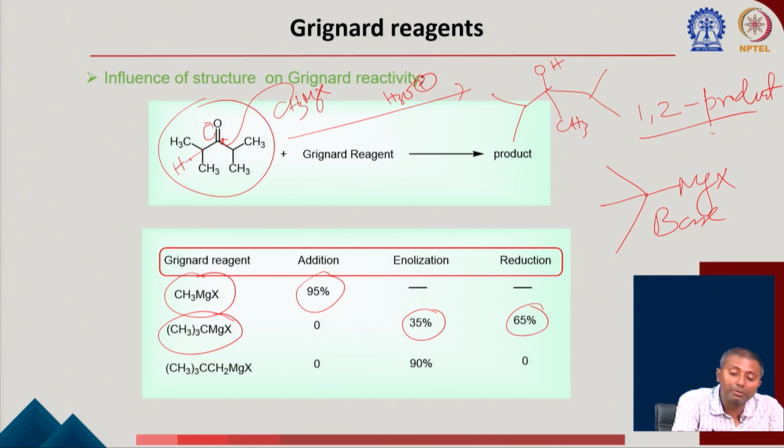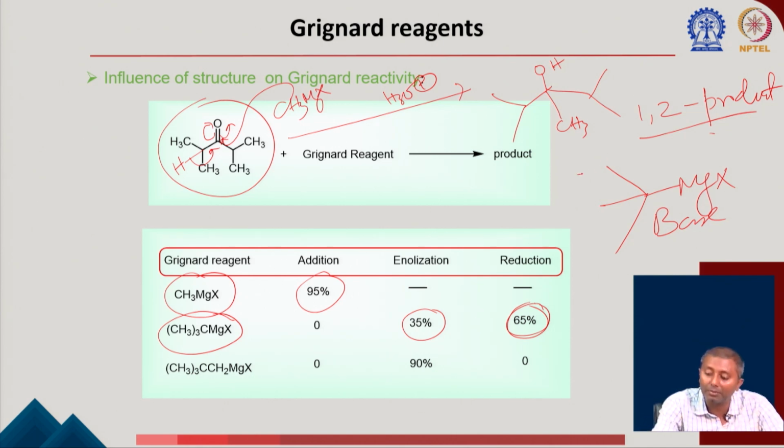Okay, to abstract this proton, this will go to form an enol. And then you can also see it can go for a reduction. As you can see, both the Grignard and this one are bulkier. Sometimes the enolization is not that favorable. So instead of that, what is going to happen?